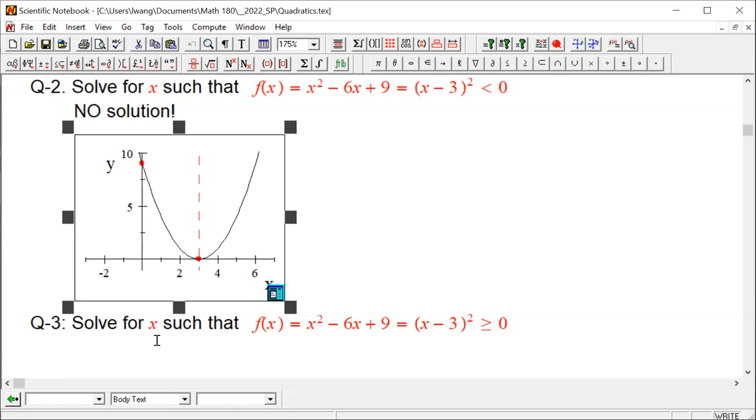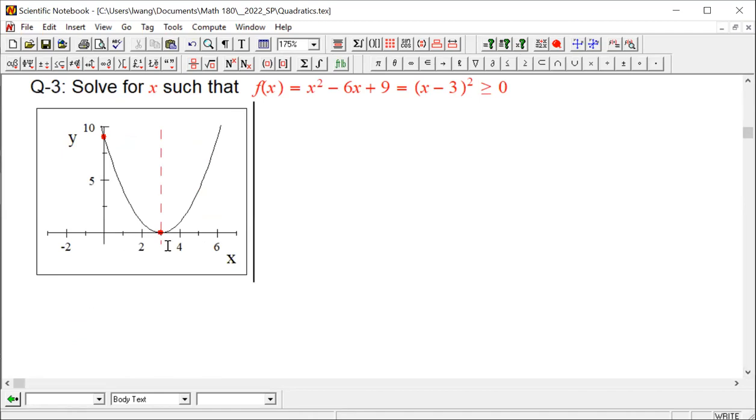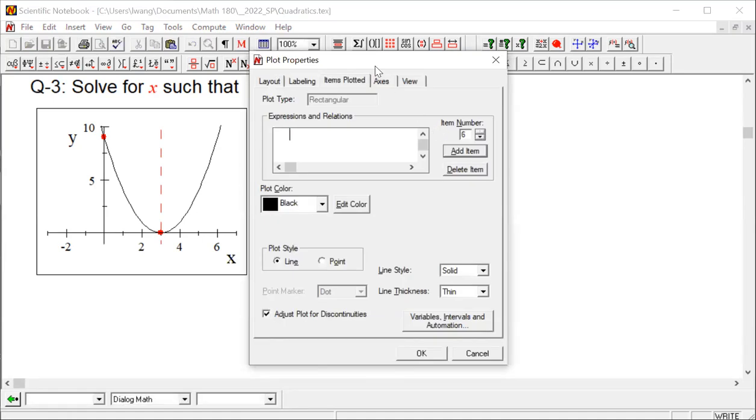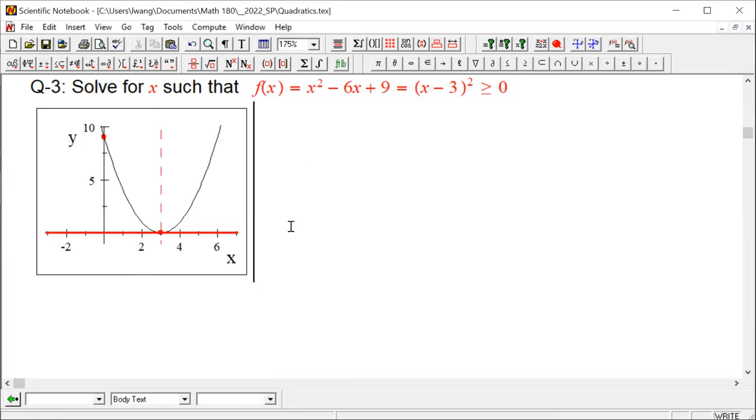Greater than or equal to 0, and that's all the real numbers, including all the numbers on the number line. So in this case, I would mark the entire number line as my solution. The solution is all real numbers. You can also use the interval notation, negative infinity to positive infinity.